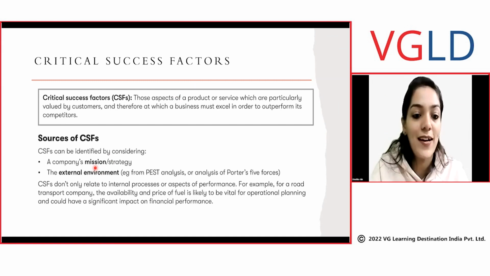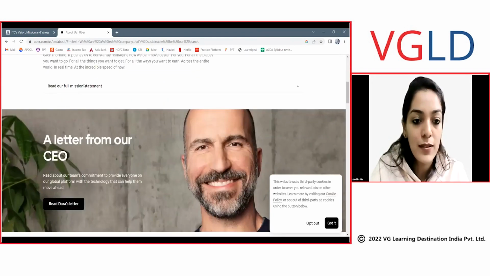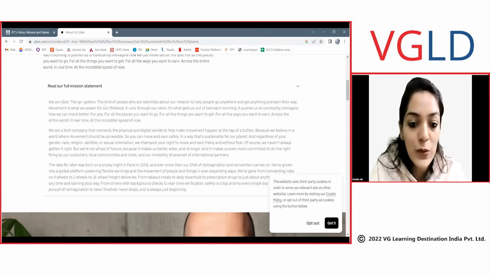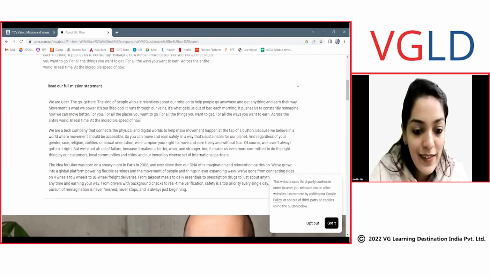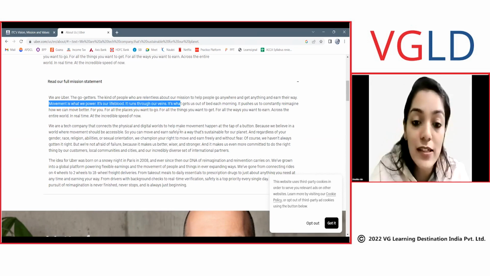Let's see. We have. Let's see what they have given. Read our full mission statement. We are Uber, the go-getters. Movement is what we power. It's our lifeblood. It runs through our veins. So we see such a general statement they're writing.